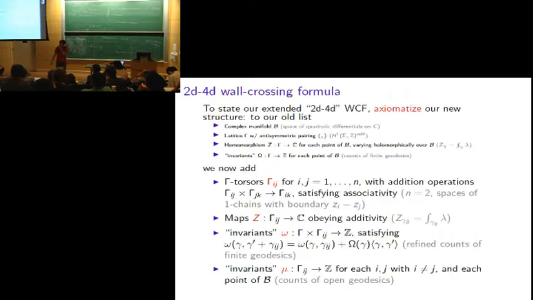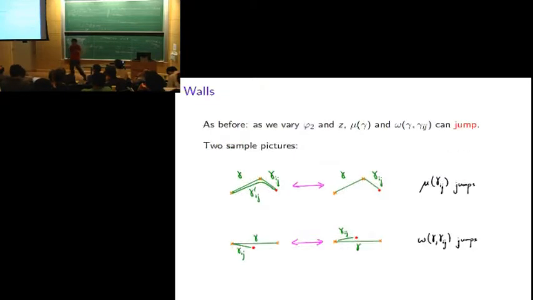Now I want to tell you our 2D4D wall-crossing formula, our generalization of the Kontsevich-Soibelman formula. In the general context of this formula, i and j would be allowed to run from 1 to n. There's a realization of that general formula, which is almost like this thing, except with an n-sheeted cover. We'll come to that in a few slides.